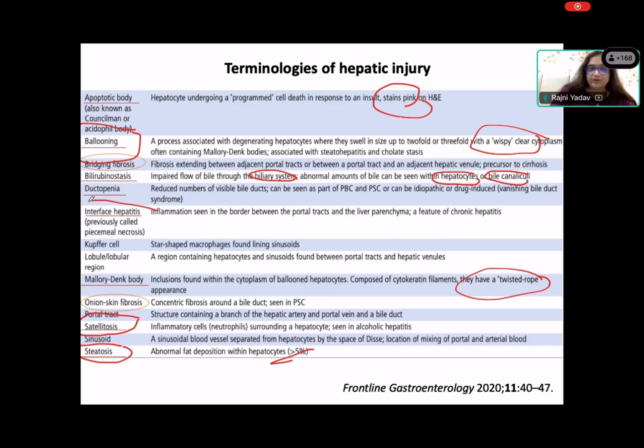Then interface hepatitis, I told you, is the limiting plate damage. Then if there is a reduction in the ducts, you can't see them, that's ductopenia. That is commonly seen in ductal diseases like primary biliary cholangitis and primary sclerosing cholangitis, or vanishing bile duct syndrome, or in children it may be inherited as a part of Alagille syndrome. And then onion skin fibrosis, that is again one peculiar feature. That's a concentric fibrosis around the bile duct, and it is seen in primary sclerosing cholangitis. In the next talks in the liver chapter, you'll have the hepatitic talk and the liver biopsy, so you'll cover the other features other than the steatotic.